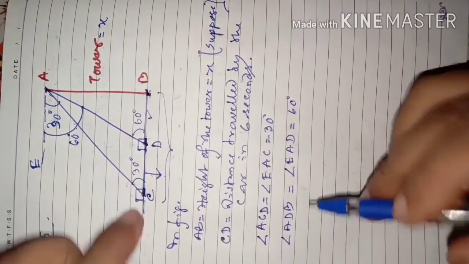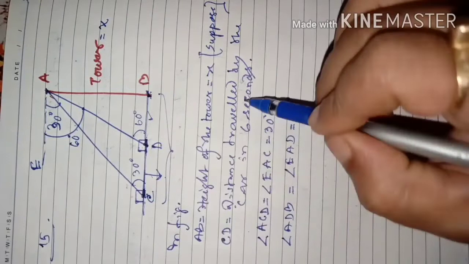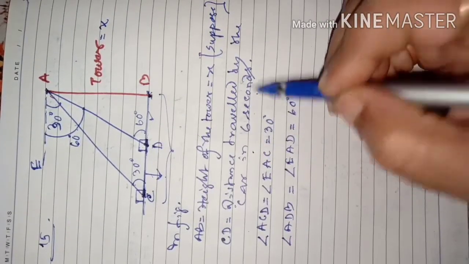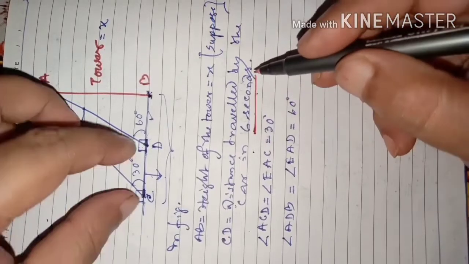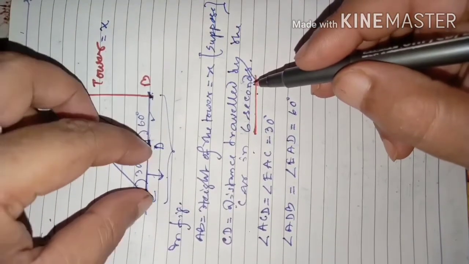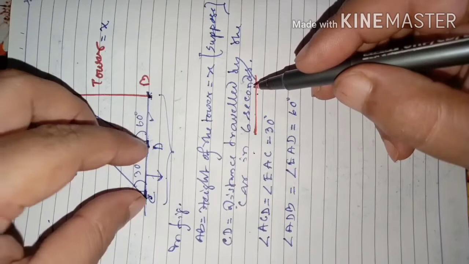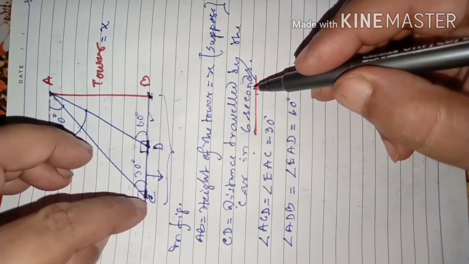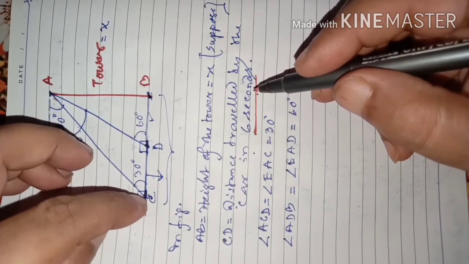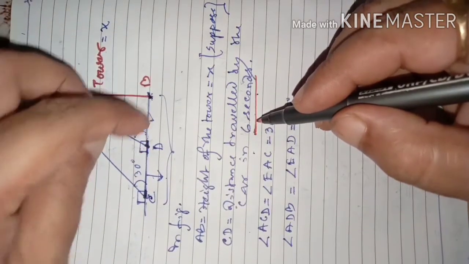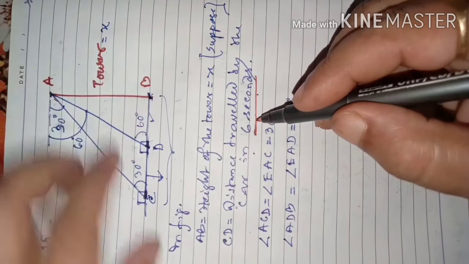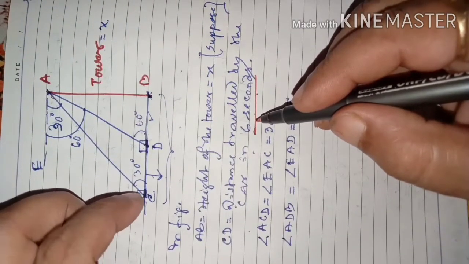So dear students, CD is distance traveled by the car in 6 seconds. But you should not misunderstand 6 seconds as the distance CD, not like that. CD is distance covered, distance we don't know, but how much time it has taken to go from C to D, that is 6 seconds. Now we need to know how much time it will take to travel from D to B. But for that, we can express this one like this also, no?